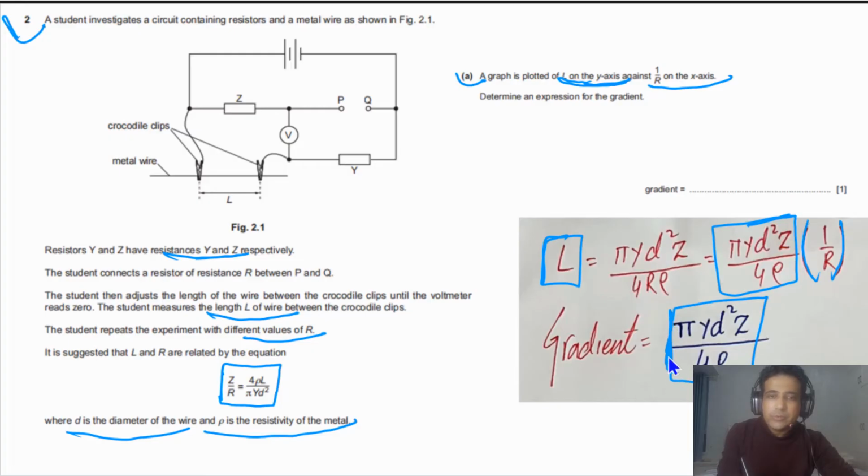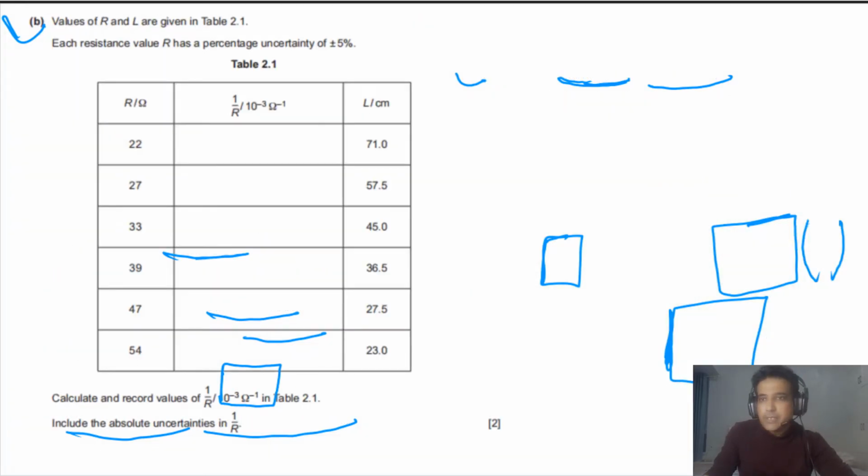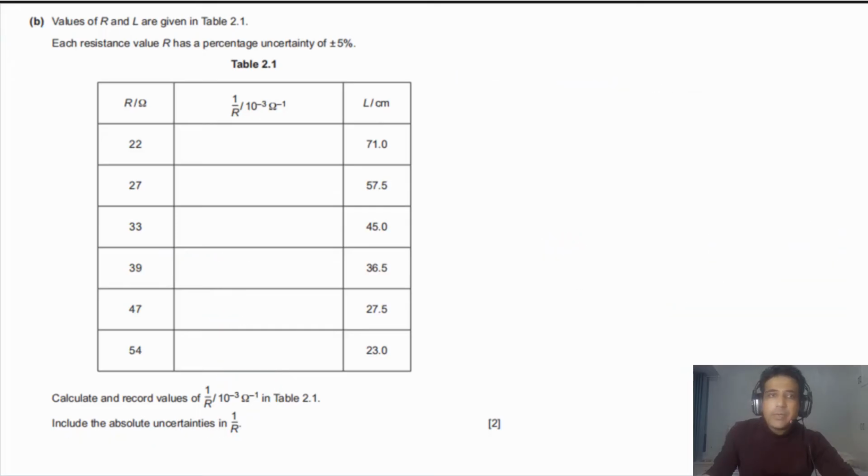So this is what you need to write down for this part of the question. Now let's go to the second part. For part B, it is given to us that values of R and L are given in table 2.1. We have R, we have L. And it is also given to us that each resistance has percentage uncertainty of plus minus 5%. So we can go to next part.